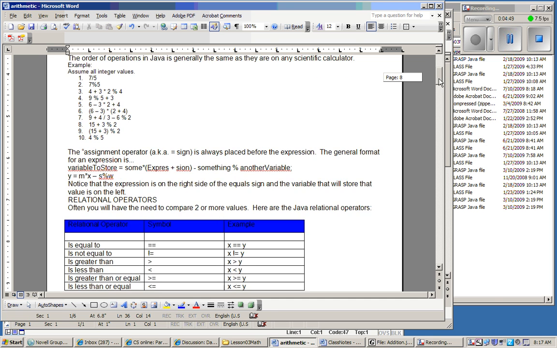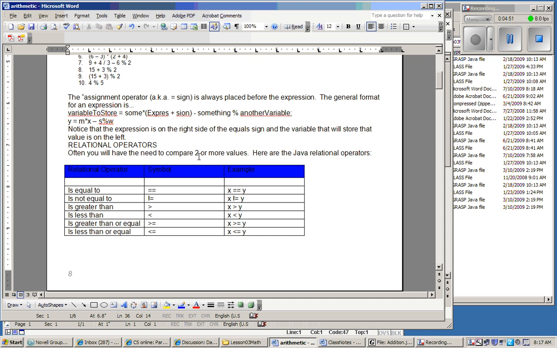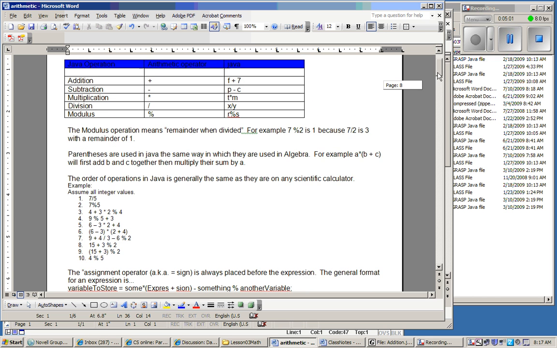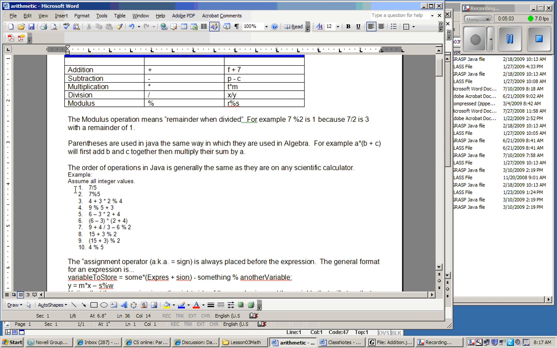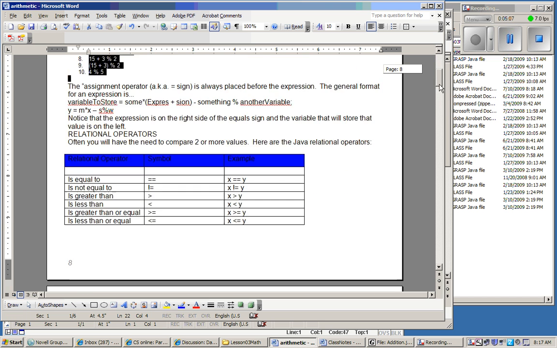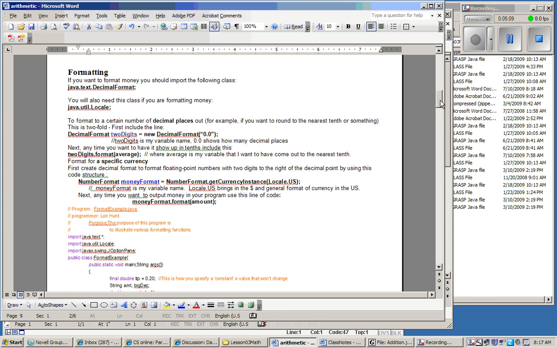I give you some more relational operators. However, we'll talk more about those in a different lesson. I'm going to stop here and you can play around with those operators. You can try doing some of those examples that I give you on this page and see how you do. And then you can start up the next video on formatting.